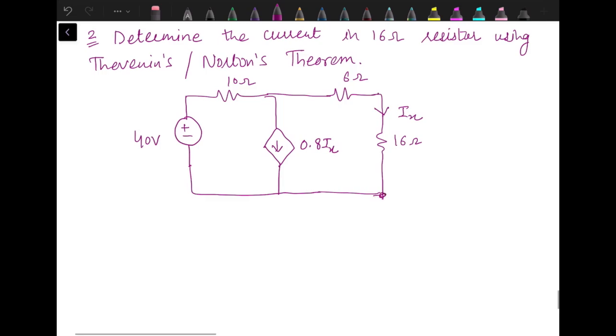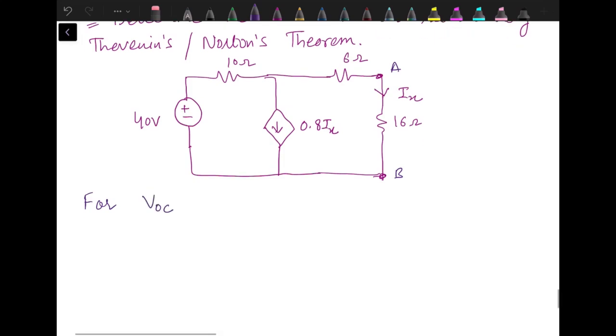If this is A and this one is B, these are the load terminals. Again, due to the presence of this current dependent current source, we can't find the value of RTH directly. We need to find the value of open circuit voltage as well as short circuit current to obtain RTH. So the first step is for VOC.